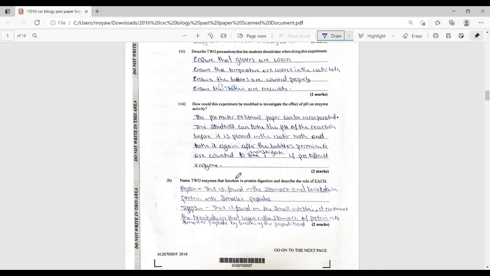So now you have to tell them how you are going to use the pH meter, and this is what I have written down for us. The pH meter or litmus paper can be incorporated. The students can take the pH of the reaction before it is placed in the water bath and take it again after the bubbles per minute are counted to investigate if pH affects the enzyme. And that should be pretty simple. So all they have to do is take the pH of the reaction before, and then whenever the reaction starts, that would be when you put it in the water bath.